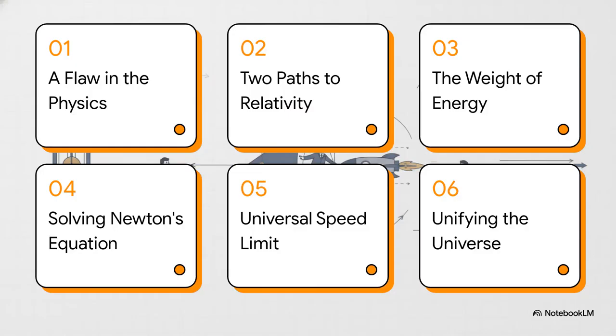So here's our game plan. First, we're going to pinpoint a major flaw in classical physics. Then, we'll look at two very different ways to get to relativity, and focus on the one that's way more intuitive. We'll see how a simple idea, that energy has mass, changes absolutely everything. After that, we'll actually solve Newton's own equation to find a shocking result, which will give us the universe's ultimate speed limit. And finally, we'll see how this beautifully ties two huge pillars of physics together.